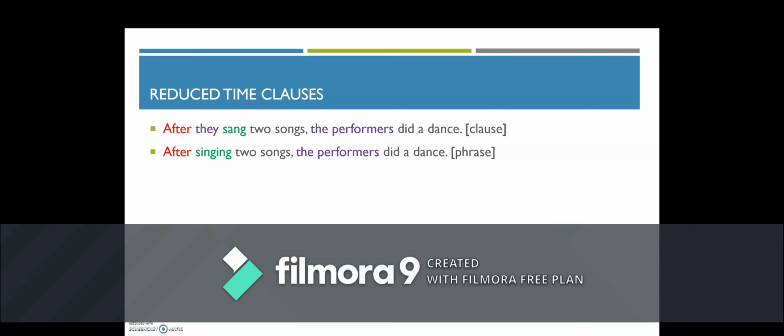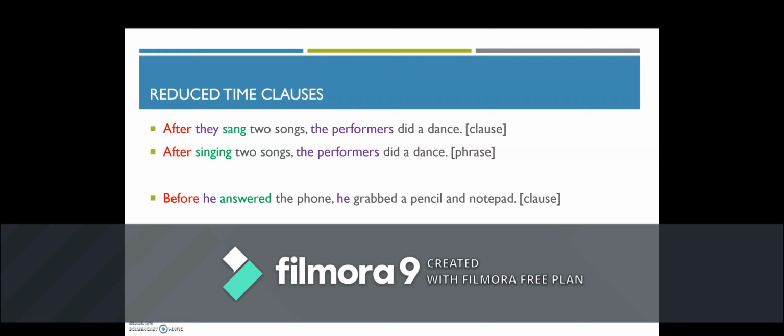Now, it becomes a phrase because in the first part the subject is not there. That's why we can't say that we have two clauses.